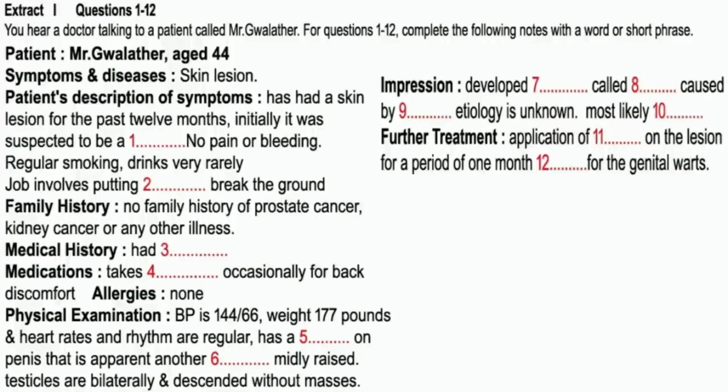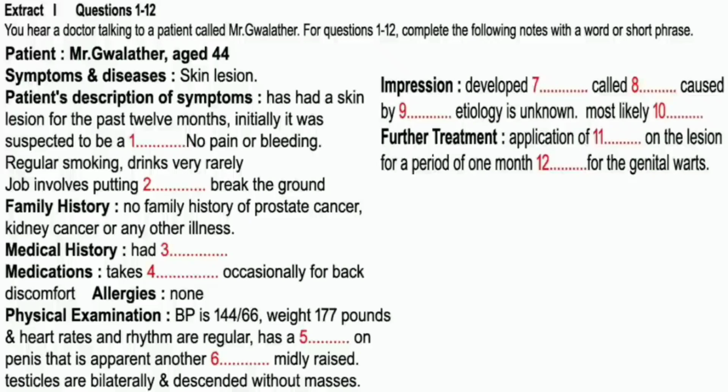I think you have developed genital warts called molluscum contagiosum caused by human papillomavirus. The etiology is unknown, but it's most likely sexually transmitted. You have developed a viral infection that could have had a long incubation period. I suggest that from now on you have protected sexual intercourse to control the further transmission of the disease.